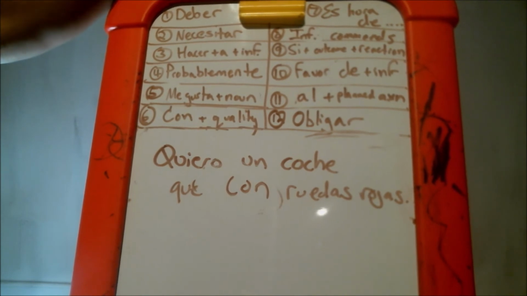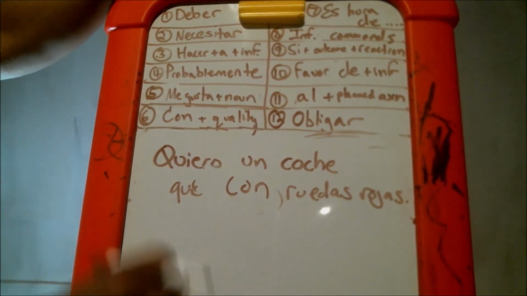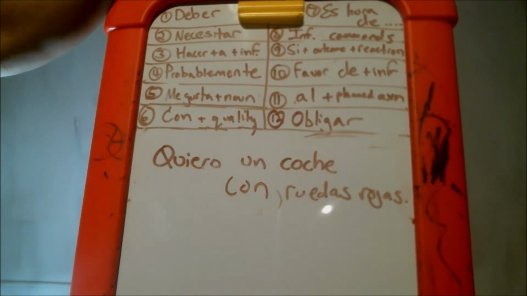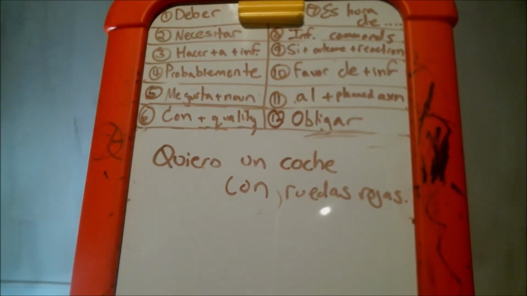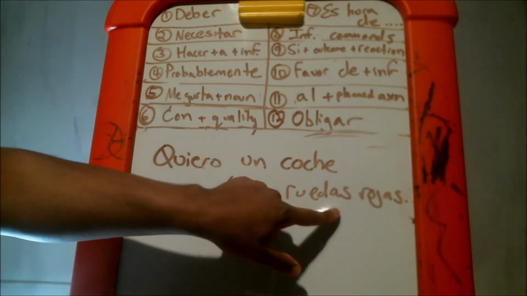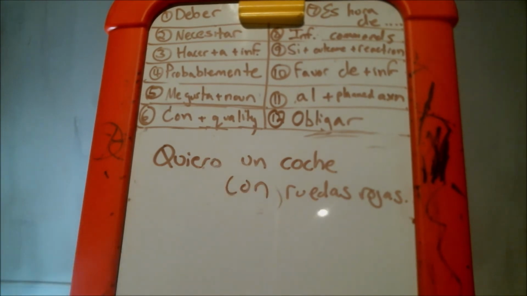Boom. Quiero un coche. Oh, we're not done. Quiero un coche con ruedas rojas. I want a car with red wheels. So instead of saying, I want something that has this or that has that, if you forgot how to put the verb has, which is tener, in the subjunctive, just use con and then talk about whatever quality that thing has that you want. But what if you want one that doesn't have it?